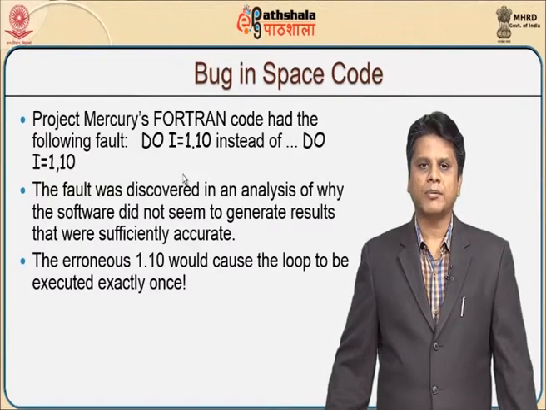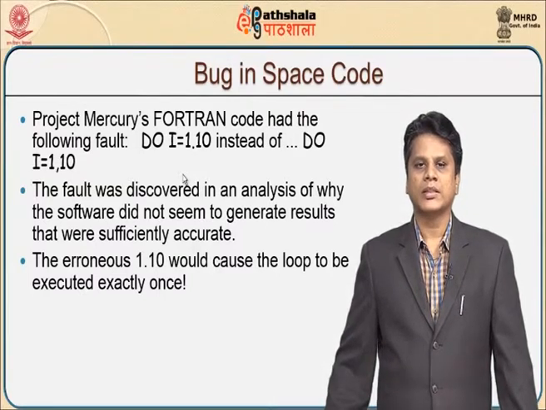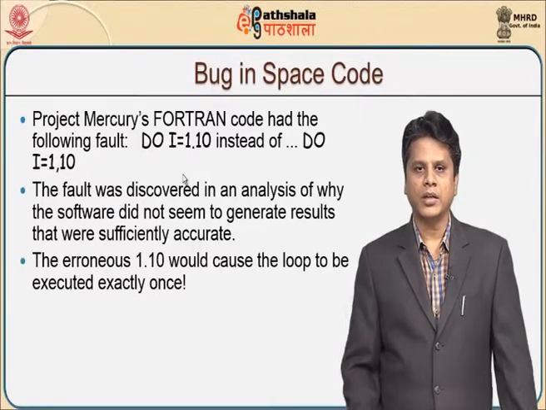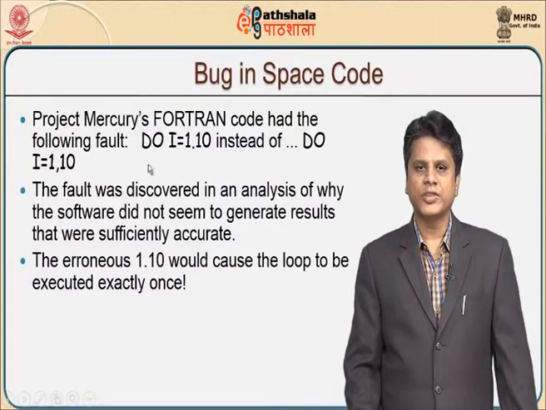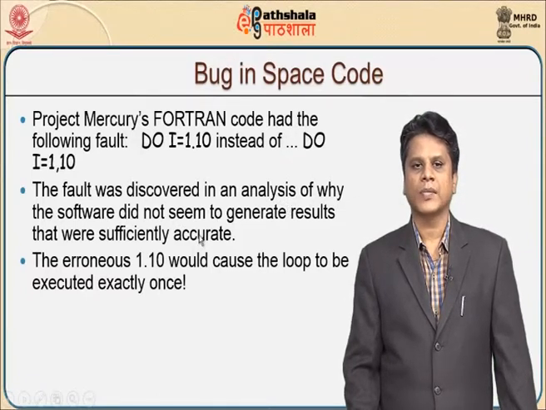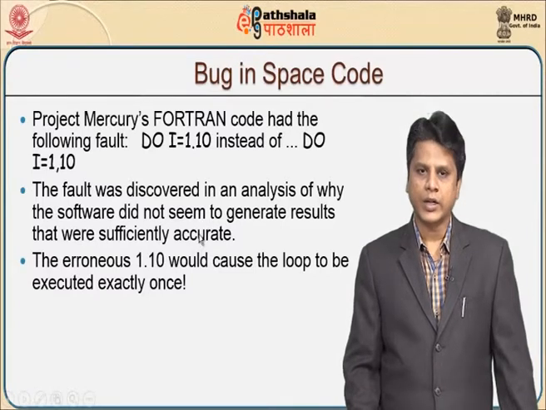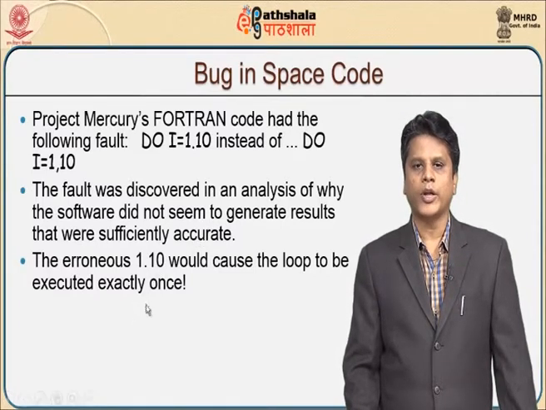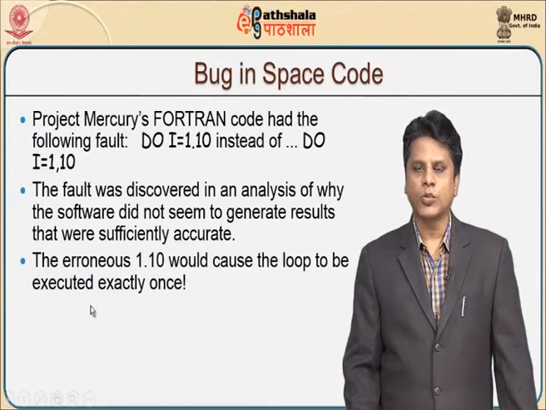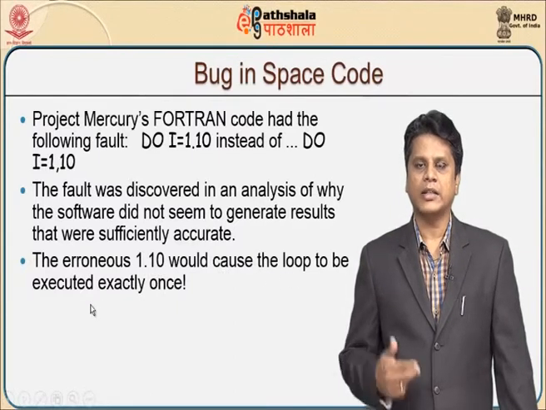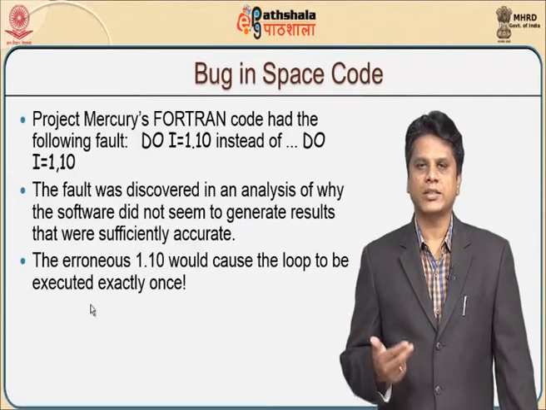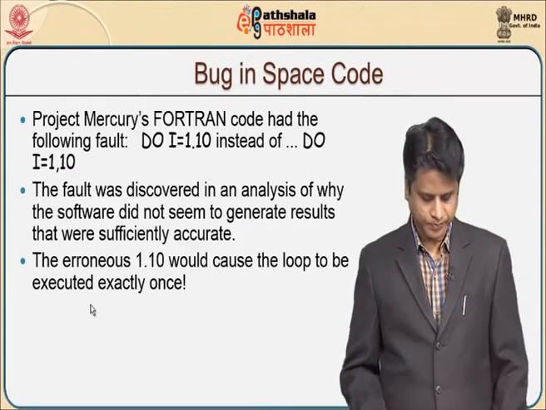Say if you look at Project Mercury's Fortran code, this had a faulty loop statement, DO I equals, which should have been 1 comma 10. Instead of that, the programmer typed 1.10. Because of this fault, in an analysis of why the software did not seem to generate results that were sufficiently accurate, the erroneous 1.10 would cause the loop to be executed exactly once. Instead of repeating 10 times, the software executed this particular loop only once.